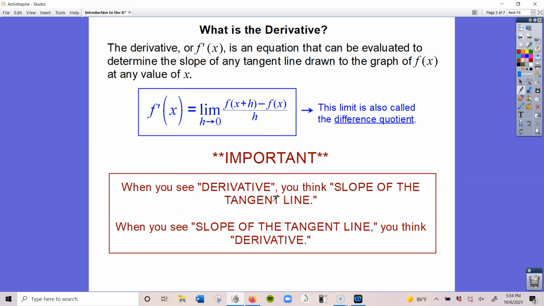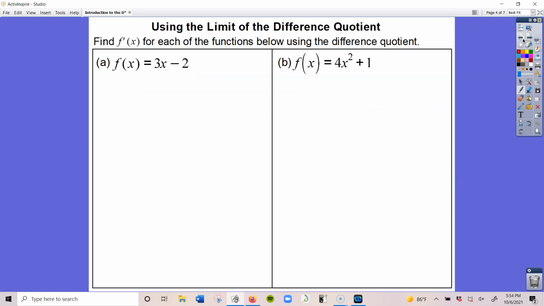Whenever you see find the derivative, then you must think of that you're finding the slope of the tangent line. Or if you see find the slope of the tangent line, then you have to remember I'm finding the derivative. Those two things are exactly the same. So let's practice that. We're going to find the derivative equation for each of the following functions using the difference quotient. So that means I'm going to apply the limit as h approaches 0 of f of x plus h minus f of x all over h.